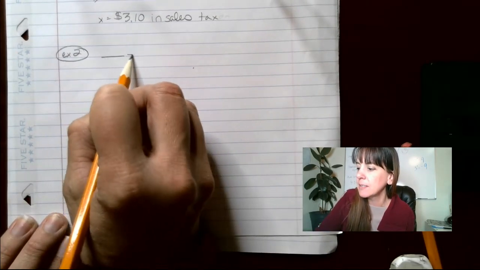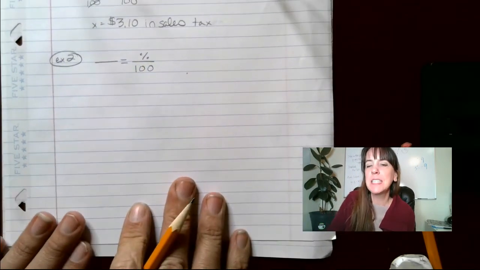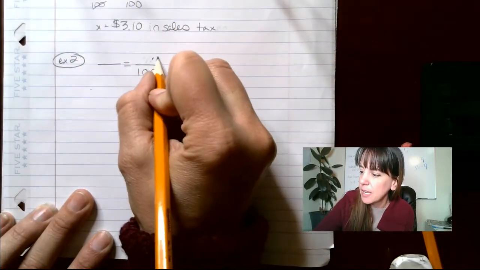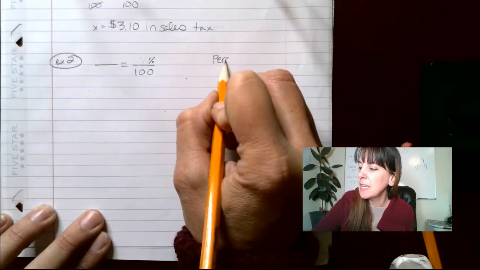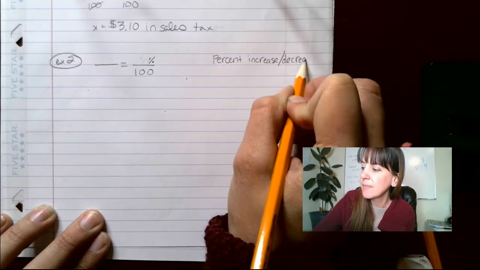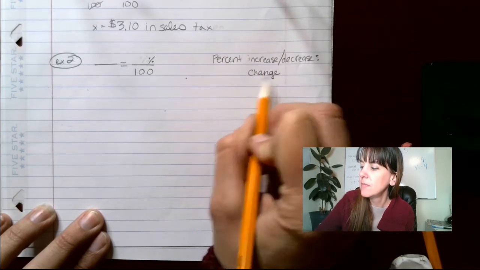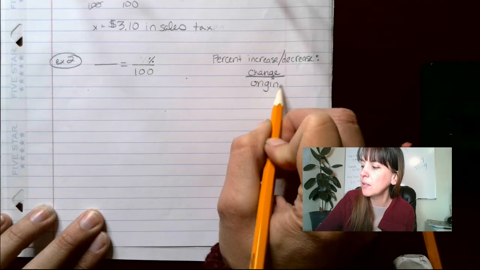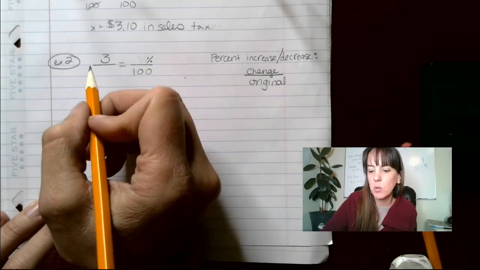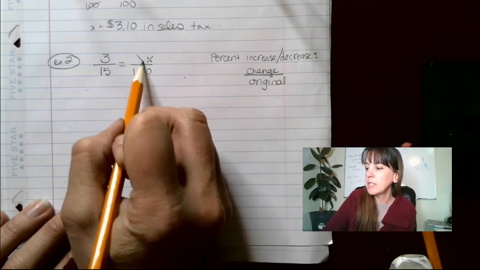So taking a look at this, the way that we do percent increase, make sure to write this down: percent increase, decrease. This is the formula. You do change over original. So what's the change in the amounts over the original amount? So the change in the amount is 3 pounds over the original amount, which was 15 pounds. So we don't know what our percent is, so we're going to put an X here.